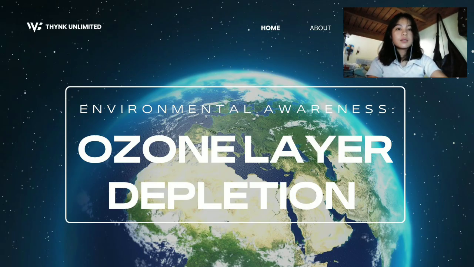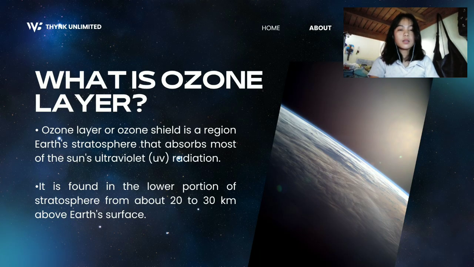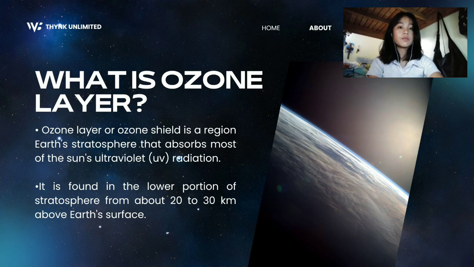To start, let's introduce first what is the ozone layer. The ozone layer or ozone shield is a region of Earth's stratosphere that absorbs most of the sun's UV rays or ultraviolet radiation. The ozone layer is found in the lower portion of the stratosphere about 20 to 30 kilometers above Earth's surface.